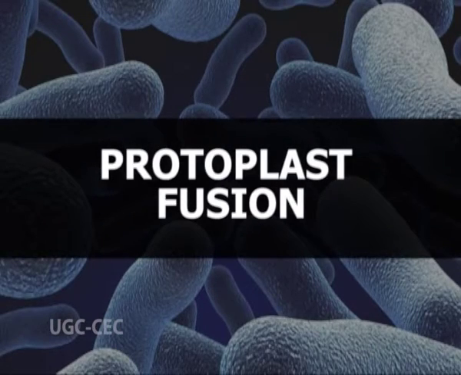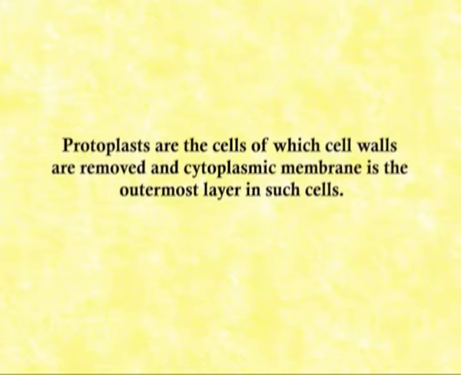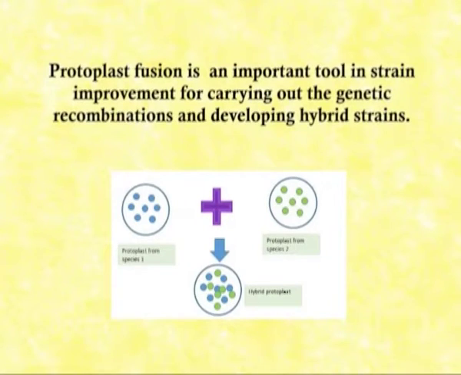So now we'll see protoplast fusion. Protoplasts are the cells of which the cell walls are removed and the cytoplasmic membrane is the outermost layer in such cells. So protoplast fusion is a physical phenomenon. During protoplast fusion, two or more protoplasts come in contact and adhere with one another either spontaneously or in the presence of fusion-inducing agents. Protoplast fusion is an important tool in strain improvement for carrying out genetic recombination and developing hybrid strains. Protoplast fusions are used to combine genes from different organisms to create strains with the desired properties.